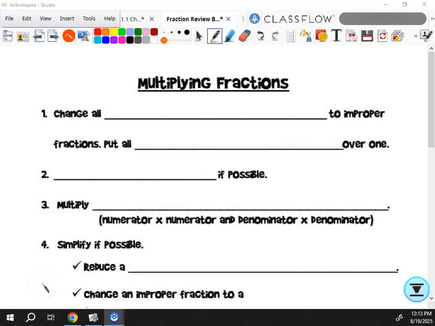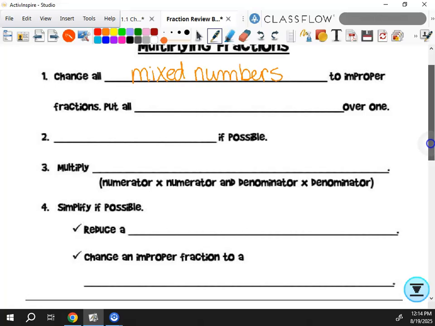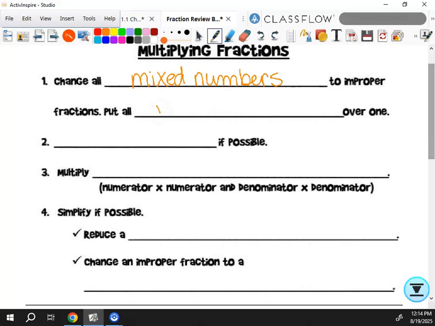All right, so when we're multiplying, we change all mixed numbers to improper fractions. Remember that that was kind of optional for adding and subtracting, but for multiplying, you need to do it or you're going to be making stuff up. And put all whole numbers over 1.